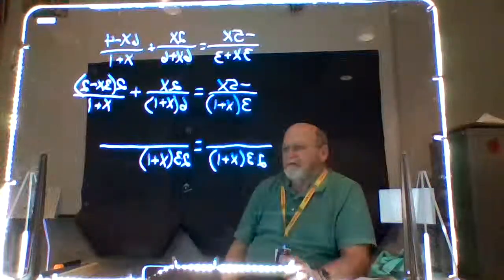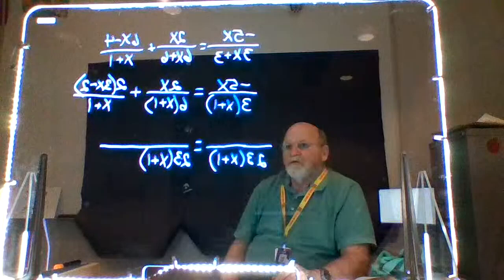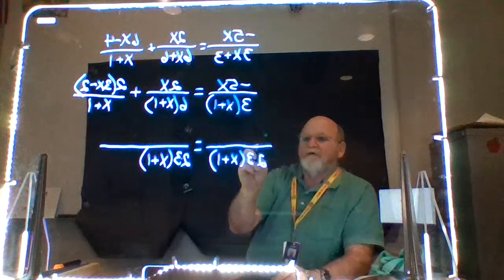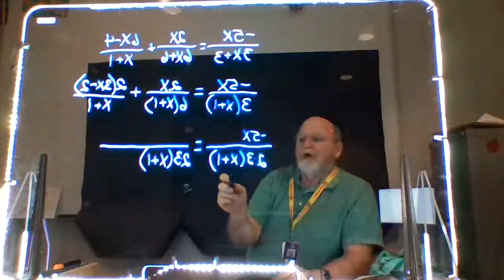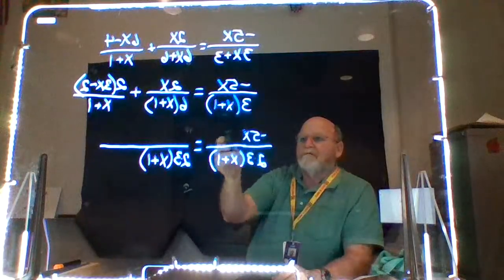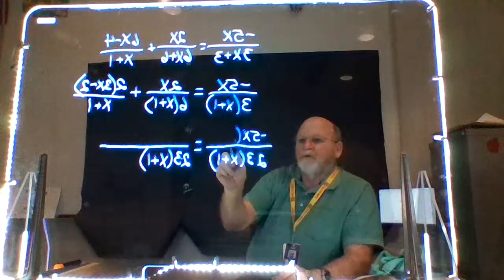For a moment, we're going to leave it this way. Then I look at the numerator, right? And this numerator is negative 5x. Now I need to multiply that by whatever is not in its denominator already. And that would be 2, right? So I'm going to multiply this by 2.